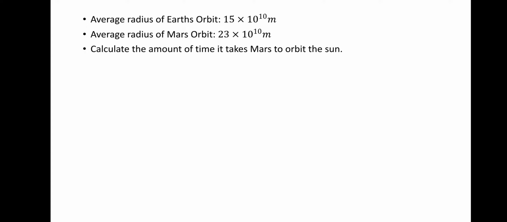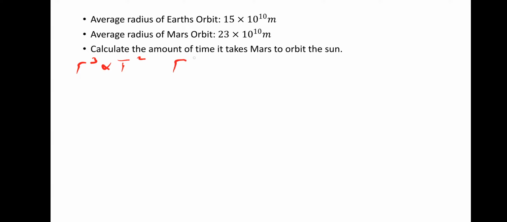So in this question, the average radius of the Earth's orbit is given as 15 times 10 to the 10 meters. The average radius of Mars' orbit, 23 times 10 to the 10 meters. And the question is asking, calculate the amount of time it takes Mars to orbit the Sun. So what we can do is use Kepler's law. So remember, it's r cubed is proportional to T squared. And we can do that for both the Earth and Mars. They're both equal to some constant.